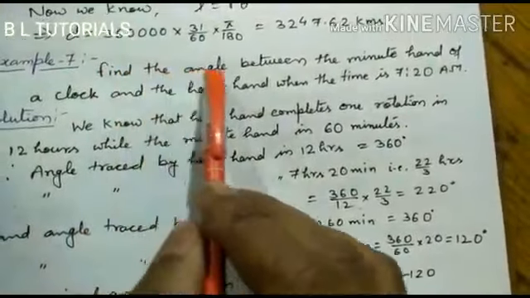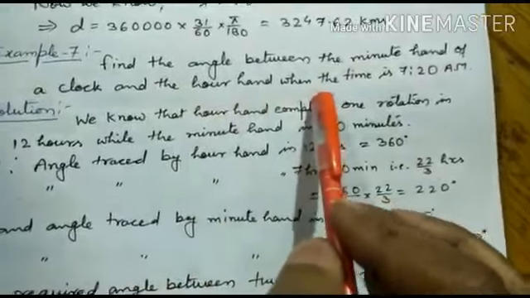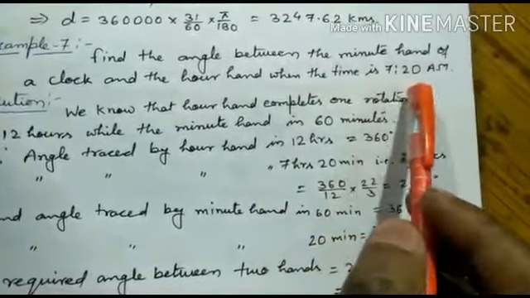Find the angle between the minute hand of the clock and the hour hand of the clock when the time is 7:20 am.